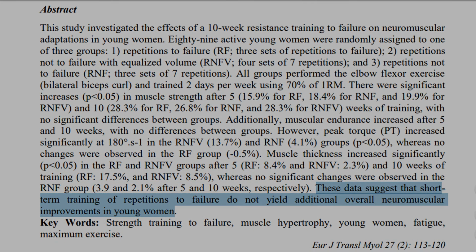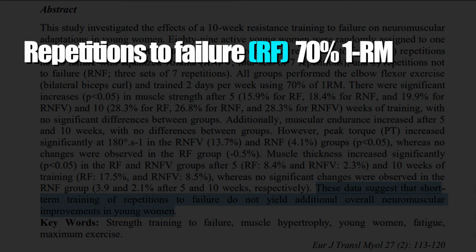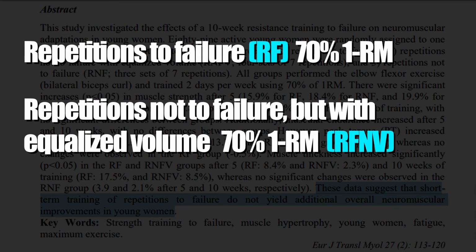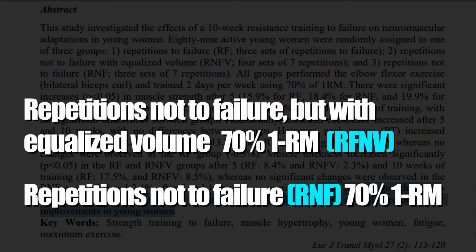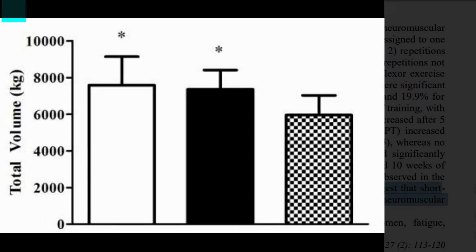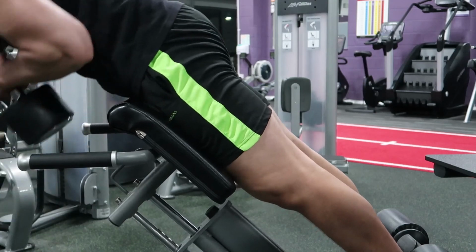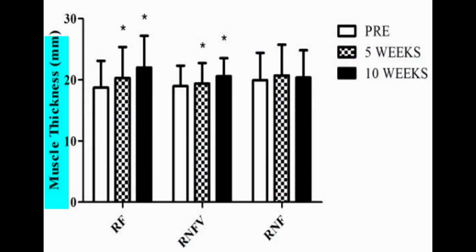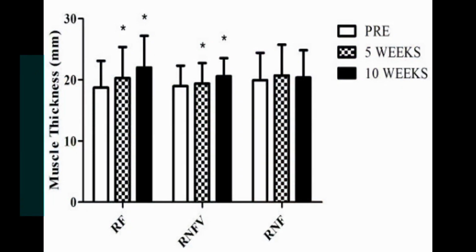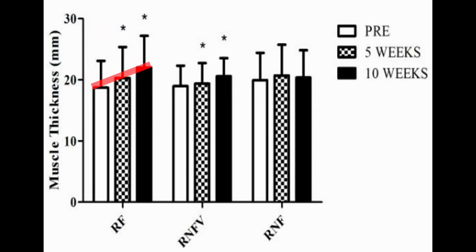Looking at the second study, there are three groups. The first group training to failure, the second group not training to failure but with equal volume, and a third group just not training to failure. There were significant improvements in training volume for reps to failure and reps not to failure but with volume equated. There were also significant improvements in muscle thickness in reps to failure and reps not to failure volume equalized. And this indicates that strength gains and muscle gains are not actually well correlated in untrained subjects, which I guess is a massive limitation on most of these studies.